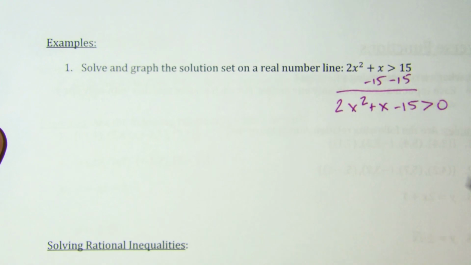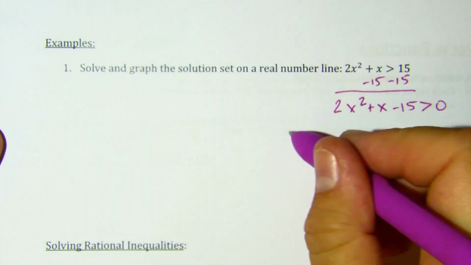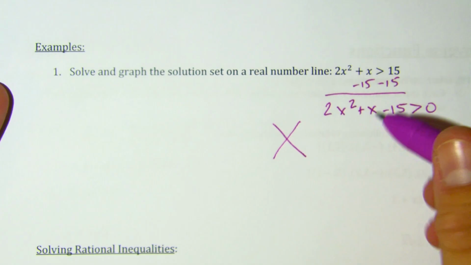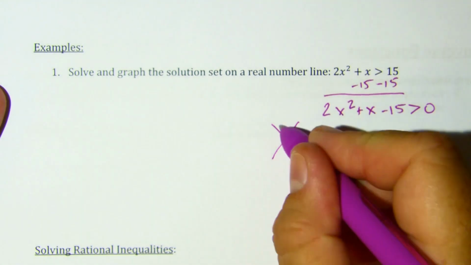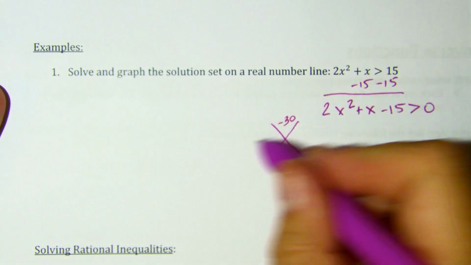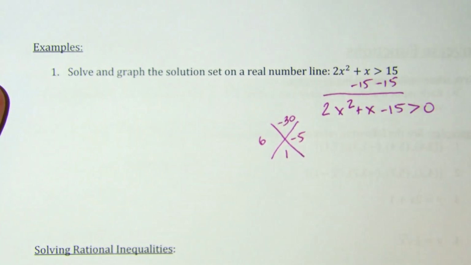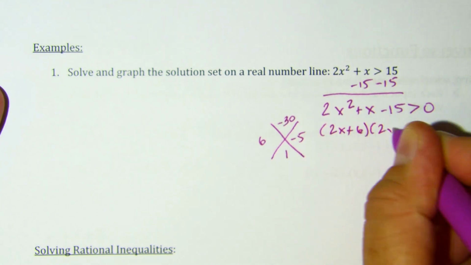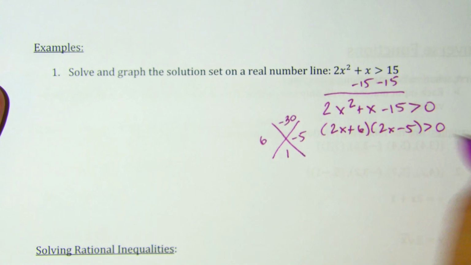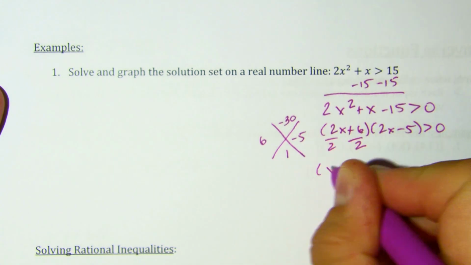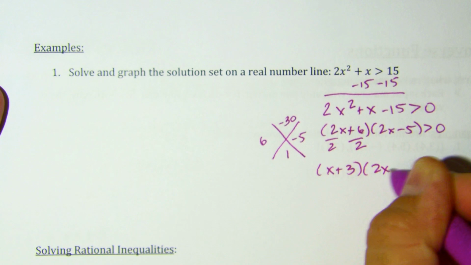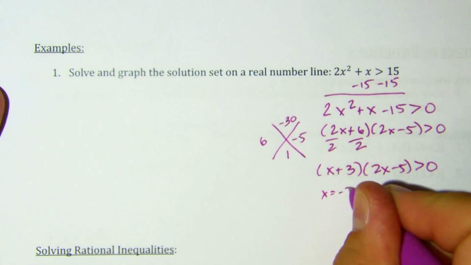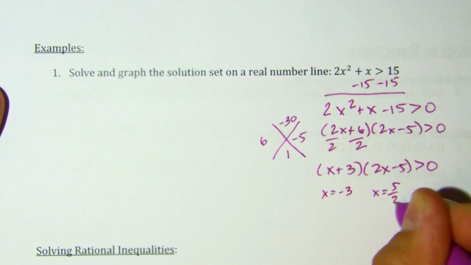So next from here, now that it's set equal to 0, we will go ahead and use the x method or however you prefer to factor. And we'll factor this. So 2 times negative 15 is negative 30, and then 1 on bottom, 6 and negative 5 multiply to negative 30 and add to 1. So 2x plus 6 and 2x minus 5 greater than 0. Take out the trash, and then we have x plus 3 and 2x minus 5 greater than 0. So setting those equal to 0, we get x equals negative 3 and x equals 5 over 2.